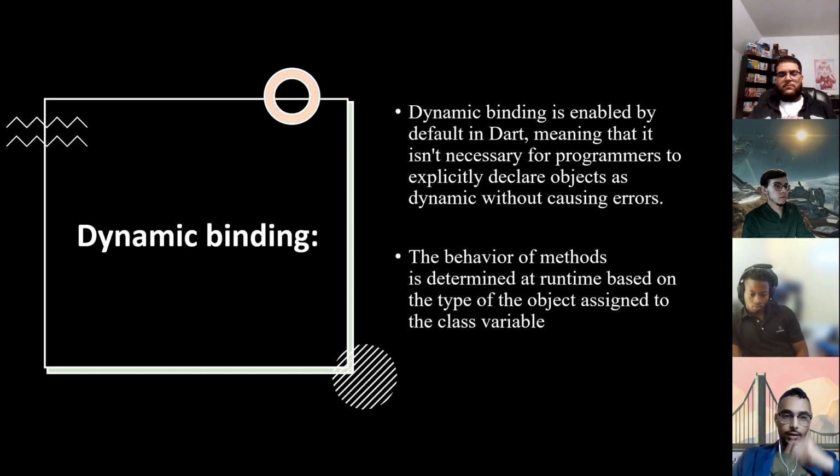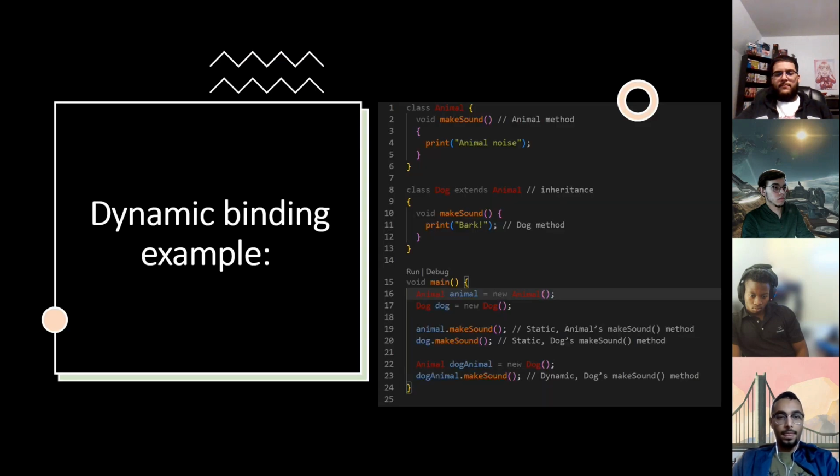Now for dynamic binding. Dynamic binding is enabled by default in Dart, so it is not necessary for programmers to explicitly declare a method as dynamic for it to be known at runtime, and it will not cause errors. The behavior of methods is determined at runtime based on the type of the object assigned to the class variable. So we'll get a better idea on this next example.